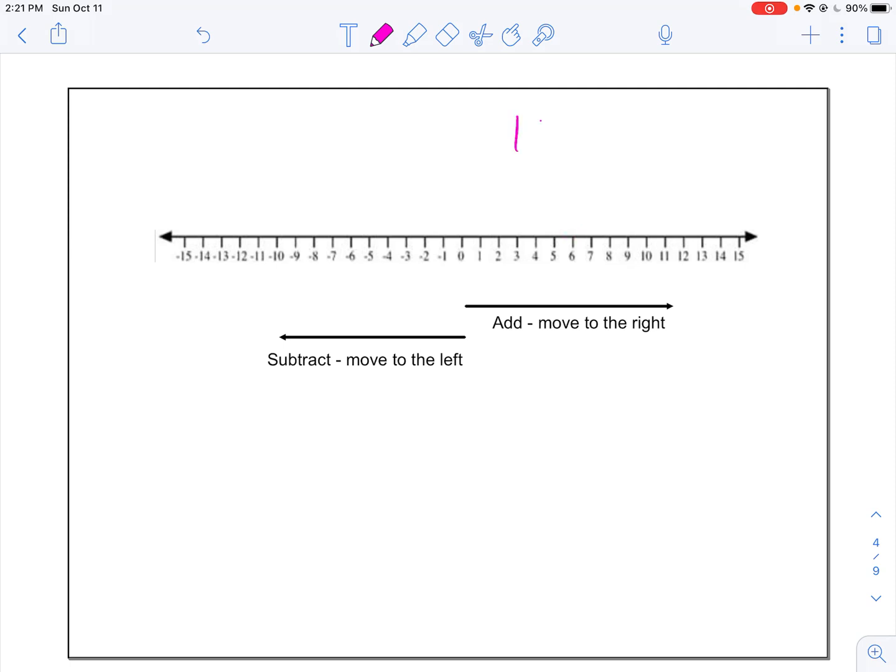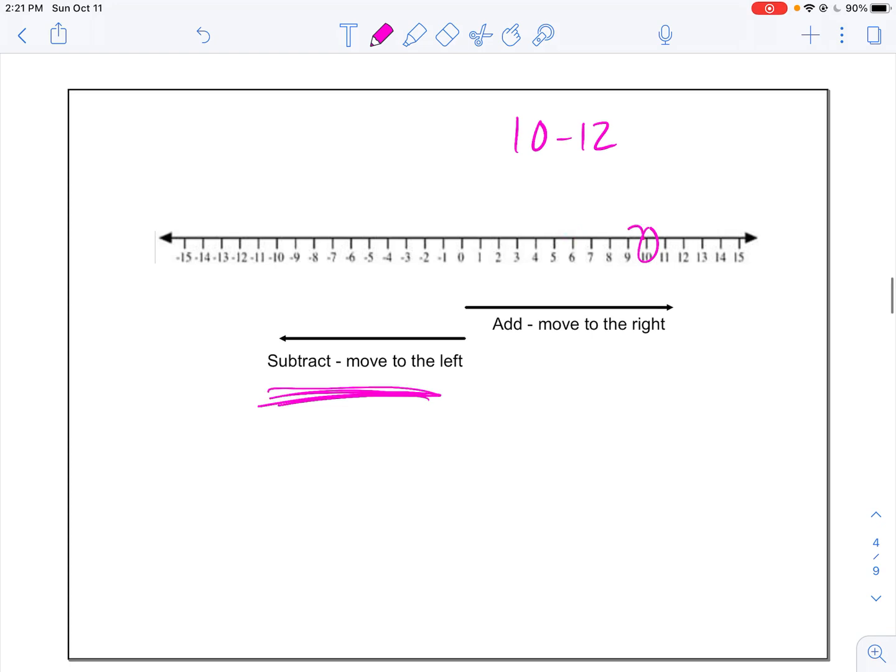So I'm going to say, let's start with 10, and I'm going to subtract 12. So my starting point is this 10. I'm subtracting, so I'm moving to the left, and I'm going to move to the left 12 spots. 1, 2, 3, 4, 5, 6, 7, 8, 9, 10, 11, 12. My answer is a negative 2, and that should kind of make sense to you because the number that I'm subtracting away is larger than what I am starting with. So I'm going to end up down here with a negative number.